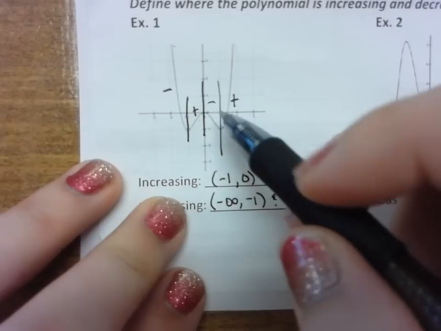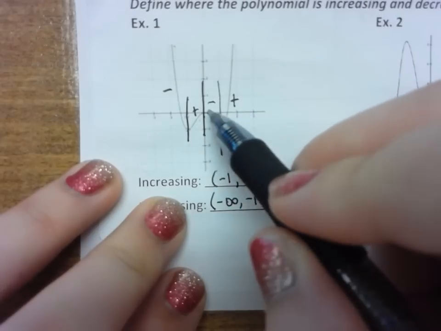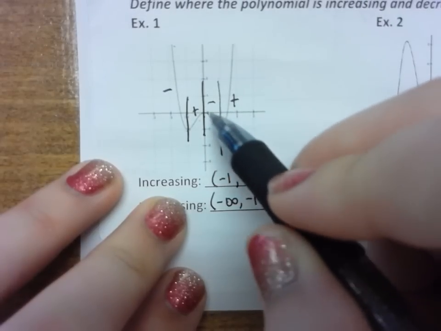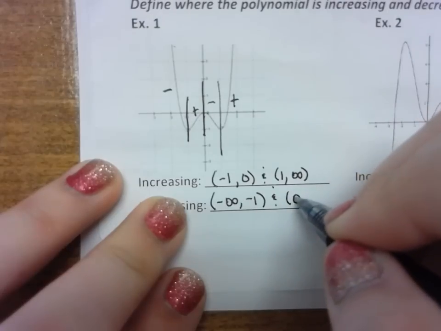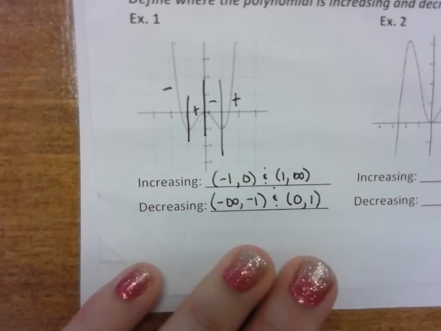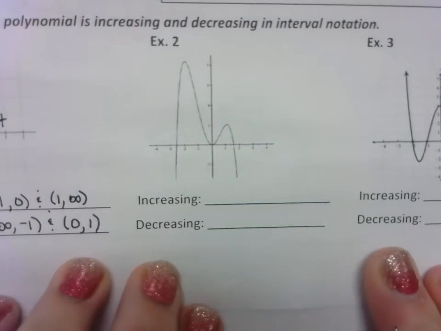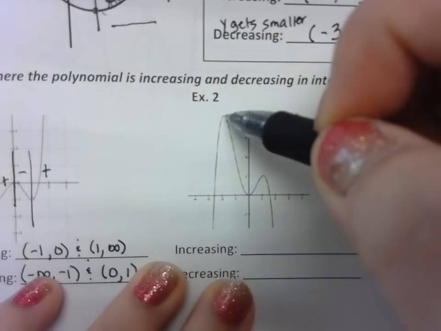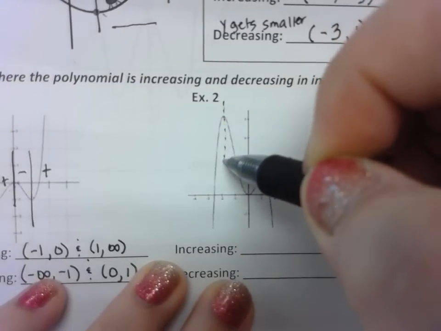And it's also getting smaller in this interval. The x values for which this is getting smaller is 0 to a positive 1. Over here, again, here's a peak, so something's happening there.